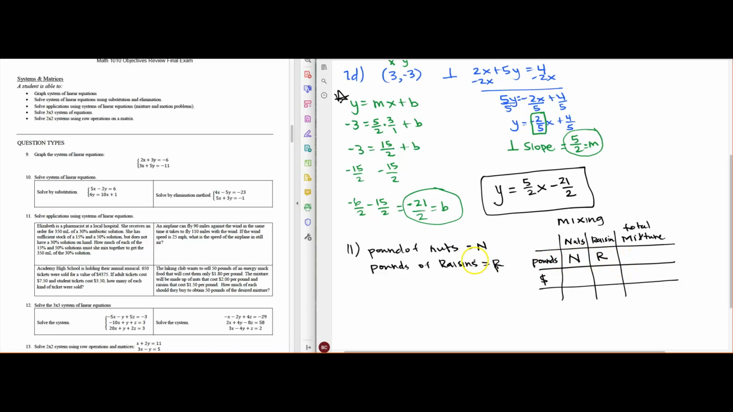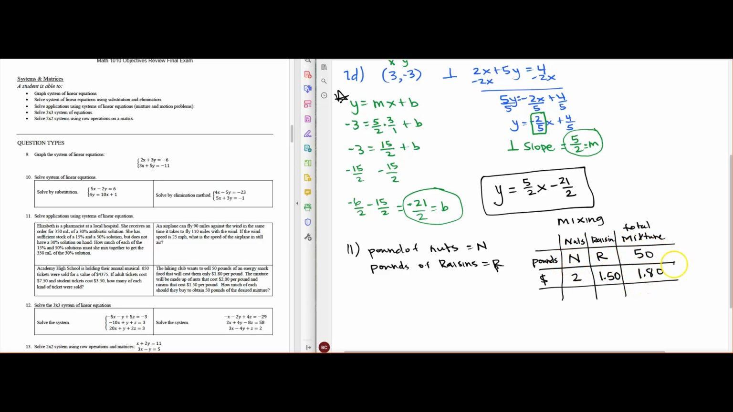All right, so the total mixture is going to be 50 pounds, right? So we need to put 50 there. And then we want to talk about how much each of them costs. Well, it says the nuts are going to cost $2 a pound, raisins are going to cost $1.50 a pound, and we want the snack mix to be a total of $1.80 a pound.